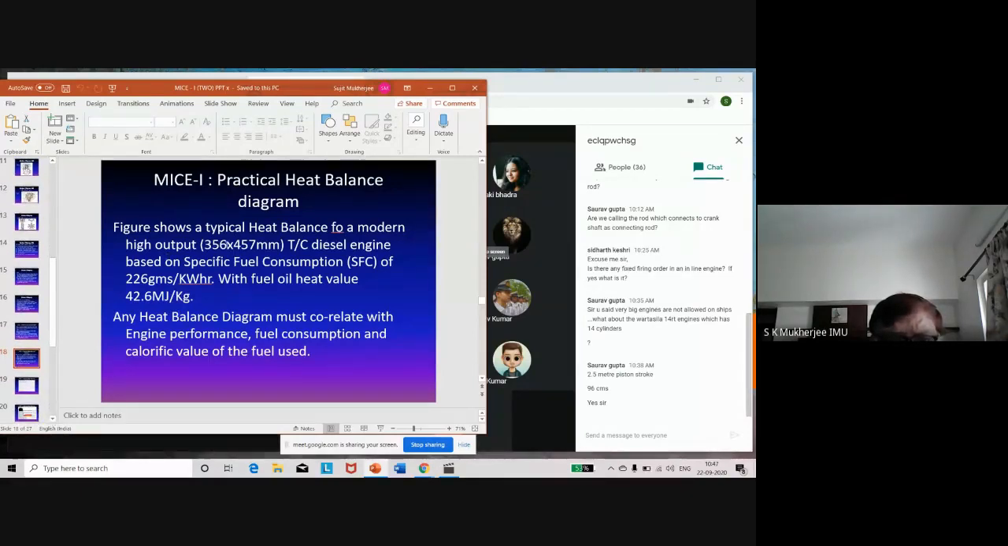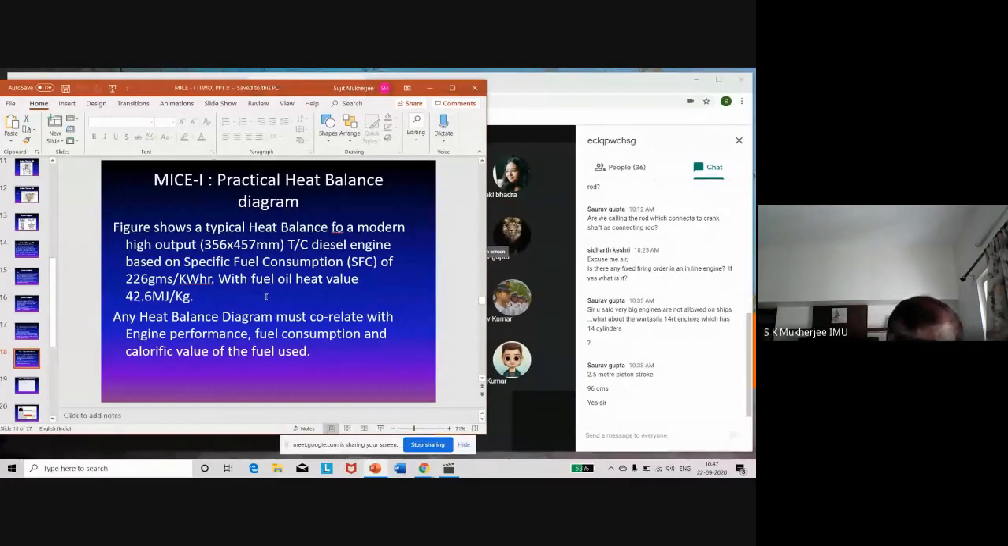of the bore and the stroke. This bore and the stroke indicate the size of the engine, and it is also a turbocharged diesel engine, and based on a specific fuel consumption of 226 grams per kilowatt hour, the fuel oil heat value, or the calorific value, is 42.6 megajoules per kg. These are the parameters you need to know before you make a heat balance diagram showing 10% goes here, 17% goes here, 20% goes here, 13.5% goes here.